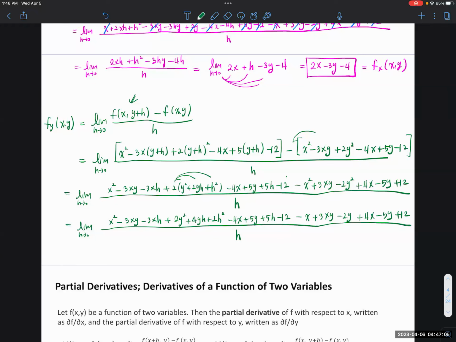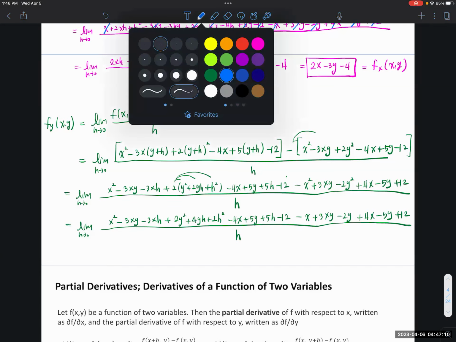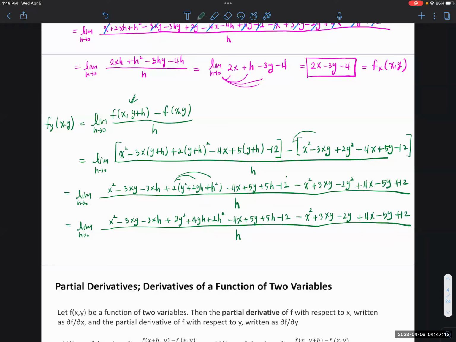And now time to cancel. So let's cancel x squared. Can we cancel? Oh, I forgot the x squared here. My bad. So let's cancel whatever is a plus and minus. So x squared plus and minus cancel. Minus 3xy plus 3xy, bye-bye. Minus 12, 12 cancel. 5h minus 5h cancel. Positive and negative 4x cancel. What else? Do we have anything else? I do see, I forgot all the squared terms here. So we can cancel these too. So every squared term has been canceled.